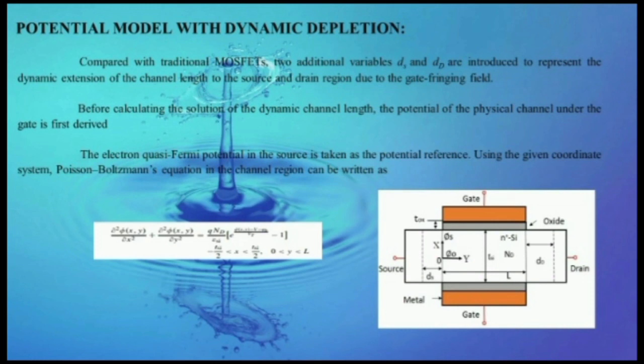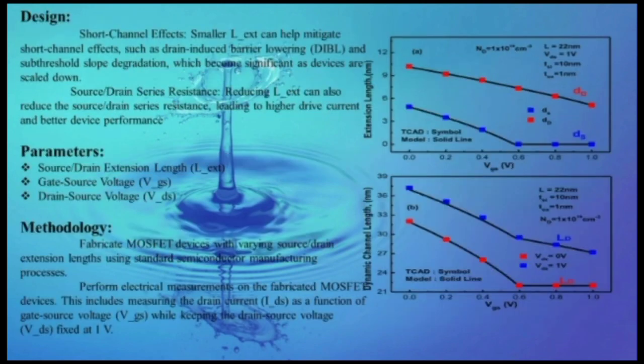The equation relates the charge density in the semiconductor to the potential, considering the different parameters that influence the device behavior, such as applied voltage, doping concentration, and the physical dimensions of the transistor. In this slide, we are going to see the design parameters and methodologies. The relationship between source drain extension length and gate source voltage at a fixed drain source voltage.